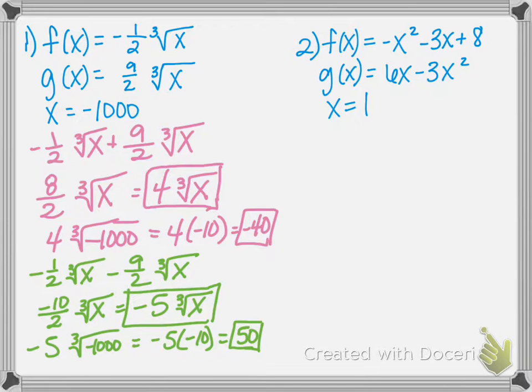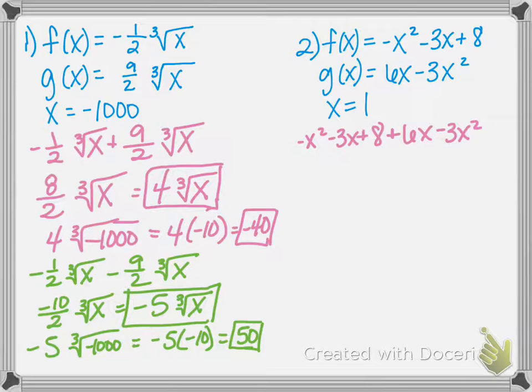All right, same exact process for number 2, but it's going to be a little bit longer just because of the fact that it's involving polynomials. So we have negative x squared minus 3x plus 8. We're going to add it first, add it to 6x minus 3x squared. Combine your like terms and put it in standard form.